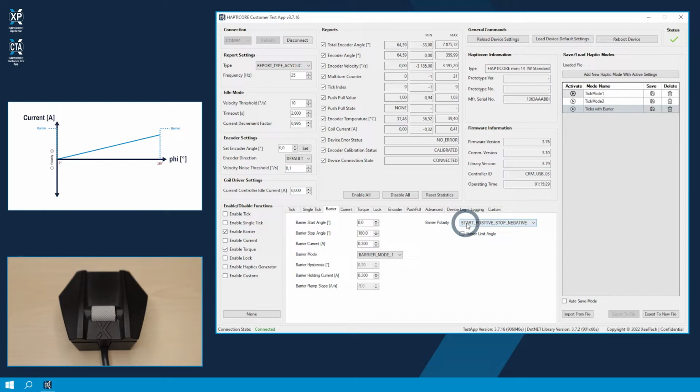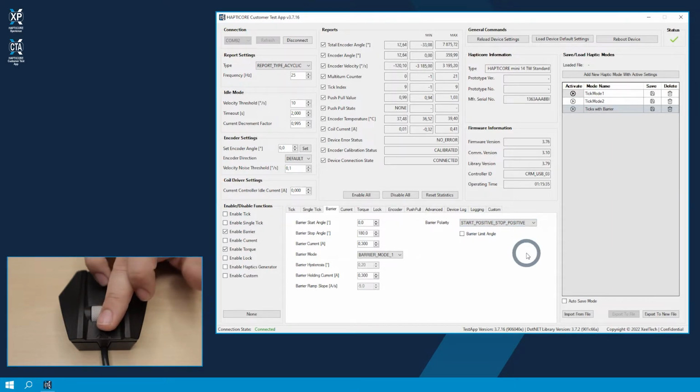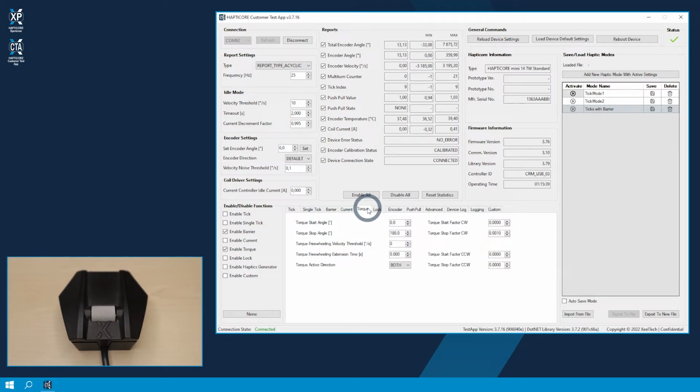In this case, however, we stay in a positive polarity range and therefore set a positive barrier polarity for both the start and stop. And if these customization options are still not enough for you, then you can separate the haptic feedback for the clockwise and counterclockwise directions. For example, we can set a stronger resistance for the clockwise direction and make it half as strong for the counterclockwise direction.